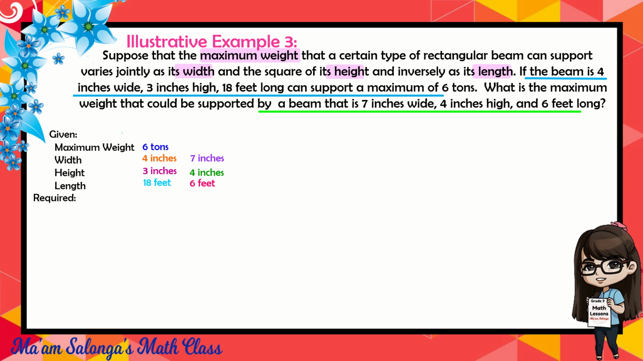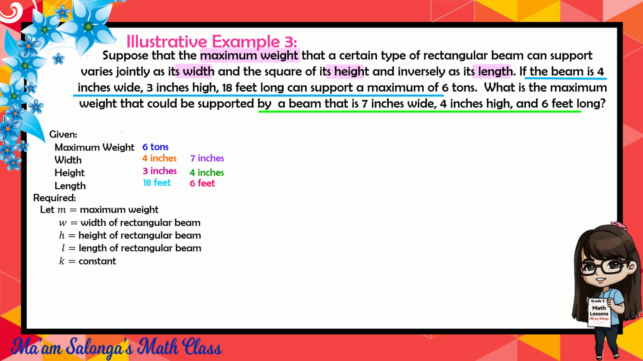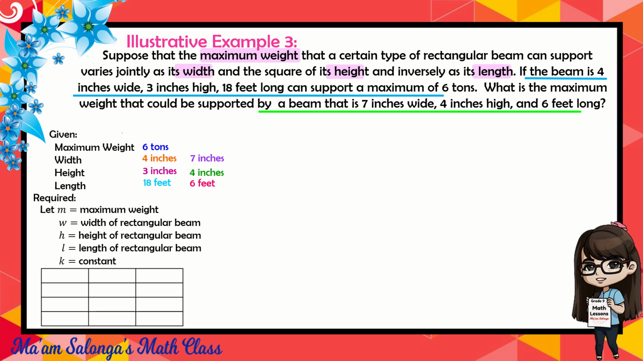So as required, we need to assign variables for these particular quantities. We let M be equal to the maximum weight, W be equal to the width of the rectangular beam, H be equal to the height of the rectangular beam, L be equal to the length of the rectangular beam, and K be equal to the constant. And then let's create a table. So we will put the dependent variable, maximum weight, here, and then we will just input the 3 independent variables above.